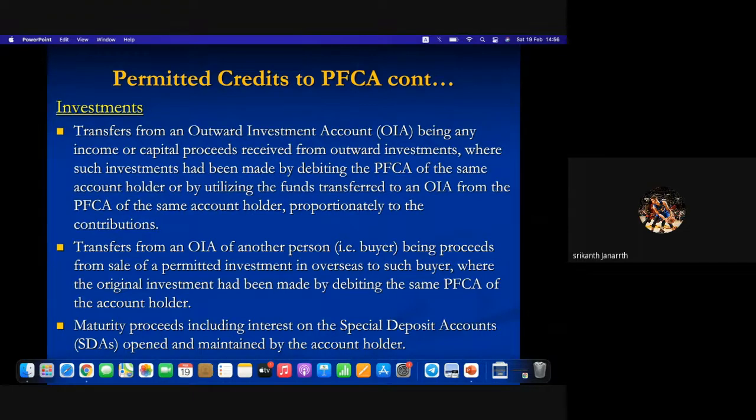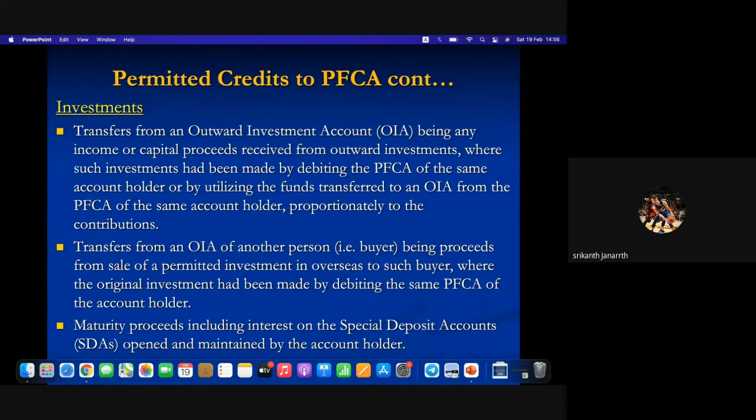Right? Now there is another person who wants to buy it. That person sends the money to buy my investment of Google shares. He is the buyer, and he has an OI account. He also wants to invest. Instead of sending money outside, he sends it to me because I have invested in Google shares and I am selling. So the buyer who wants to buy my shares has an OI account, and he also wants to invest outside. From his OI account, he transfers to my PFC account to buy my shares, which I invested in by debiting my PFCA, right? So you understand this, right?